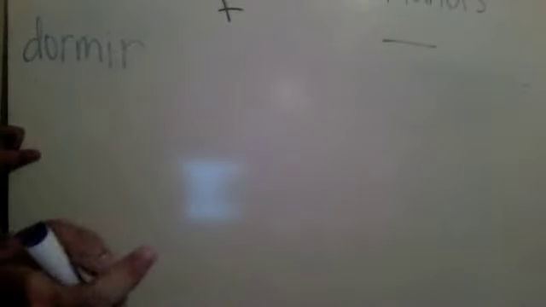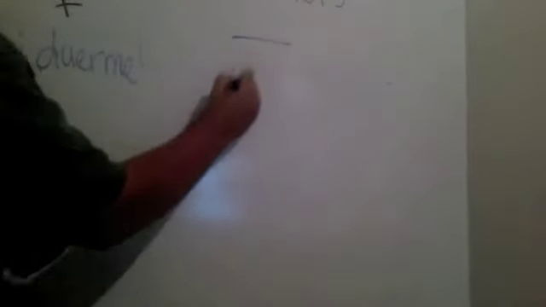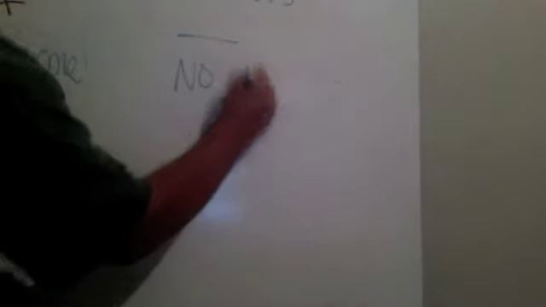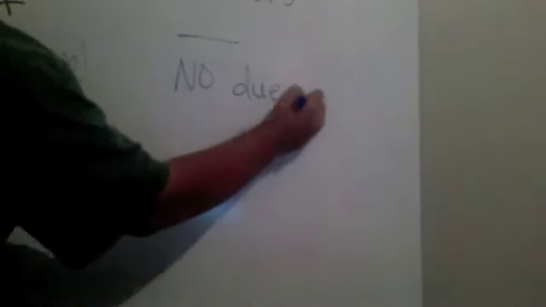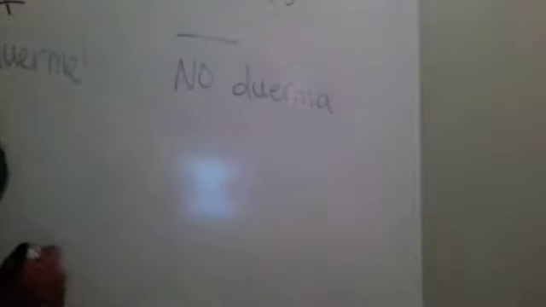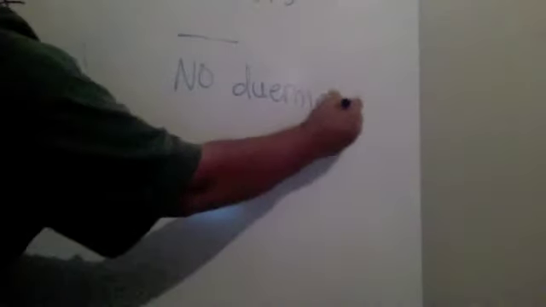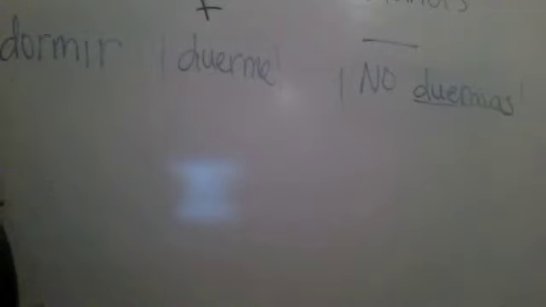Dormir. Yo duermo, tú duermes, él duerme. So now you're telling your friend sleep. You say duerme. Now, don't sleep. No. Your usted command is duerma. And then you attach your S. Don't sleep. No duermas.